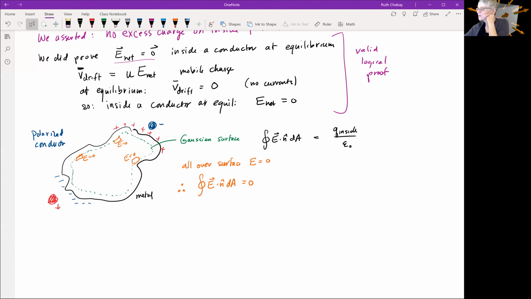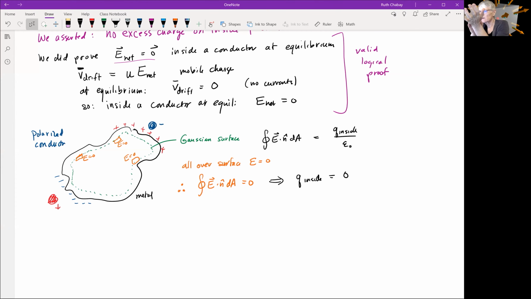And this implies that the charge inside must be 0. So what do we mean by a Gaussian surface? Are there things that are not a Gaussian surface?